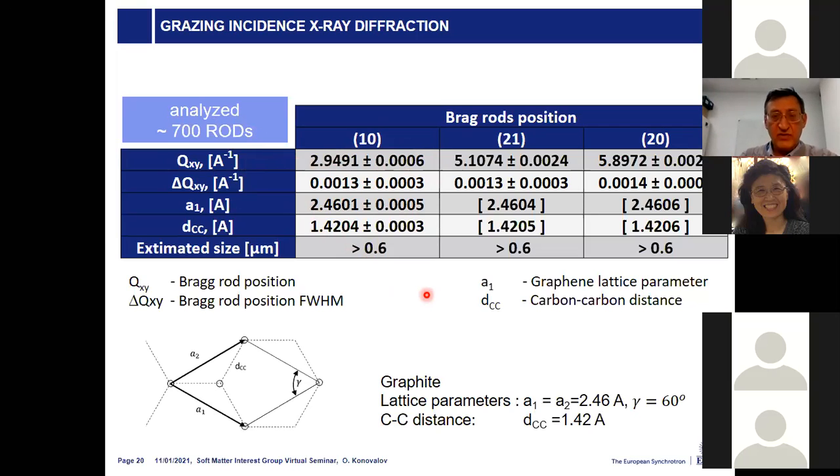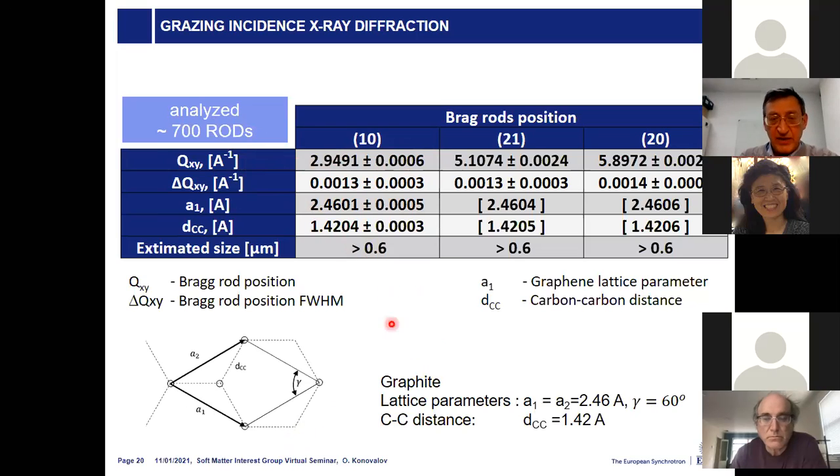And also what is interesting, if we compare this value, for example the lattice parameter, with the lattice parameter of graphite, you see that they're very close. So it can guide us to an idea that there is some peculiarity in the thermal expansion of the graphene layer, that at the high temperature of molten copper, we have lattice parameters similar to graphite at room temperature.